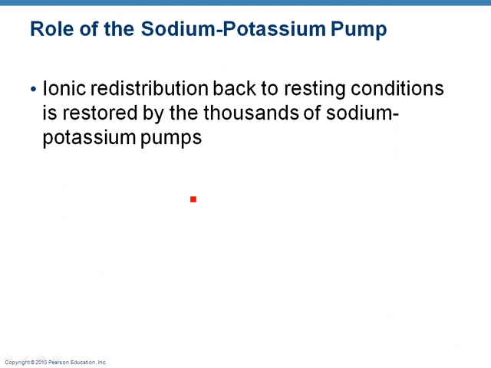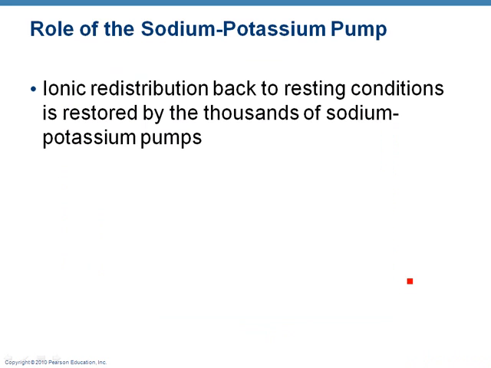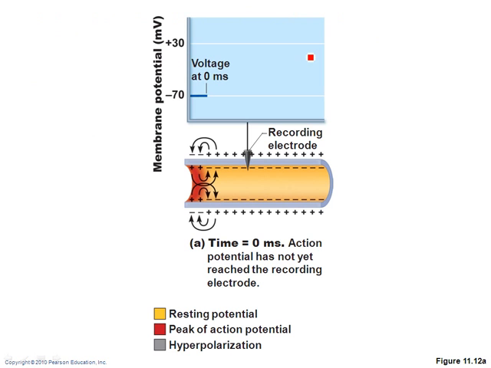All right. Now, once you're done, you've got to have a way to get back to rest. You've got to kind of reload the system. So the way you reload the system, you use the sodium-potassium pump, or the sodium-potassium ATPase. It basically helps to redistribute the ions back to the resting condition so you're ready to go again. Remember, that uses energy to pump sodium and potassium against their concentration gradients. It pumps potassium into the cell, sodium out of the cell.